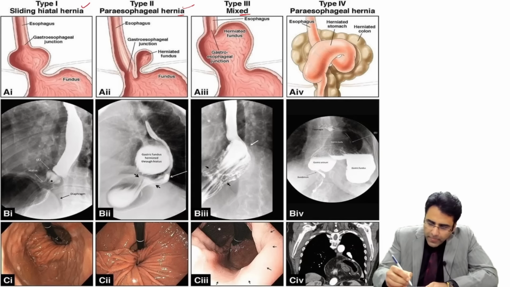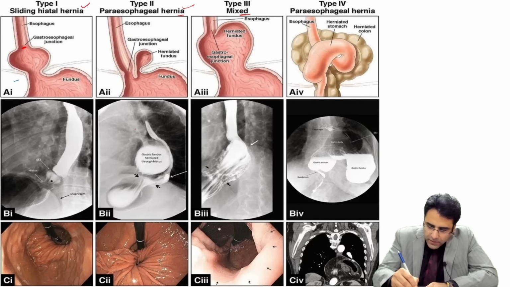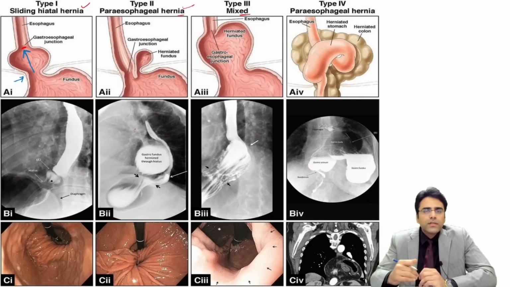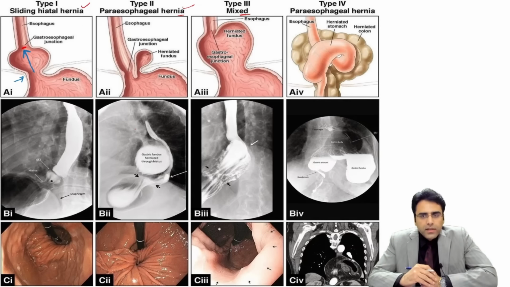Now, type 1 is sliding hiatus hernia. In this, can you see the gastroesophageal junction? This is gastroesophageal junction. It has come into the mediastinum. Normally, gastroesophageal junction is present here, but it has come into the mediastinum. So, herniation of gastroesophageal junction into the mediastinum is what? It is sliding, because there is sliding of the gastroesophageal junction upwards. So, this is sliding type of hiatus hernia.